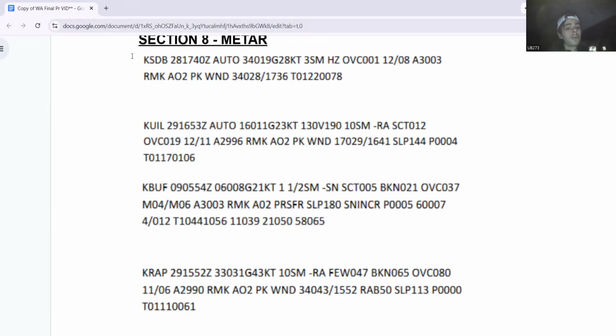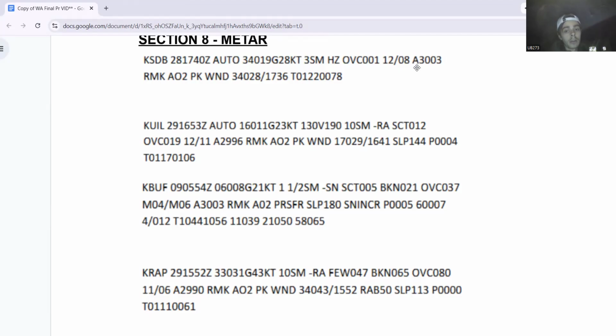Auto means it's an auto station, automatic. That next thing, 340, the wind's coming from 340 degrees. It is 19 knots, gusting up to 28 knots. Visibility, 3 statute miles. Haze is present. Overcast, now this you add 2 zeros. It's overcast at 100 meters. Temperature is 12 degrees. Dew point is 8 degrees.